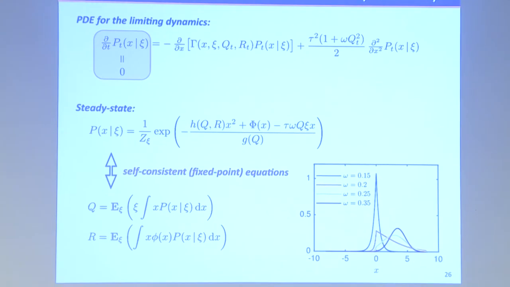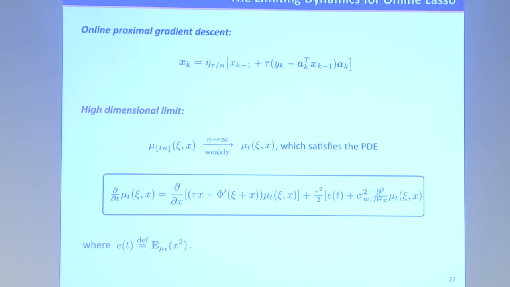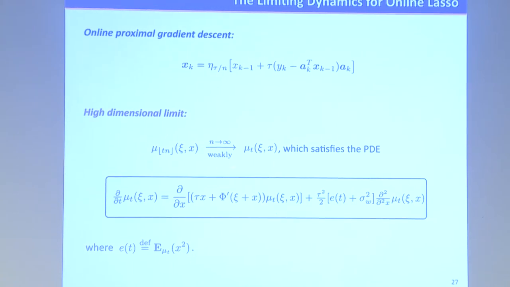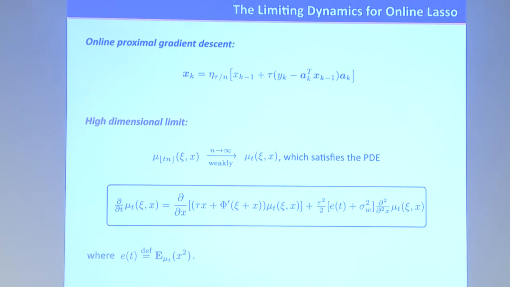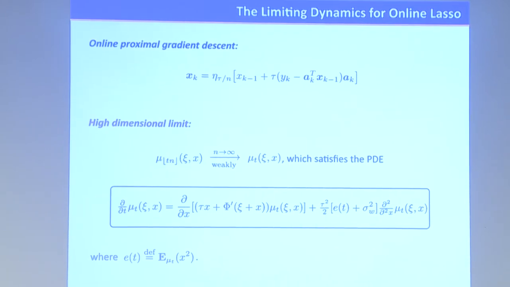I'm not going into the details. And this analysis is not limited to PCA. For example, another example is online gradient descent or online lasso. And similarly, you can write out a scaling limit, and the scaling limit can be written in terms of a different partial differential equation of a very similar flavor.